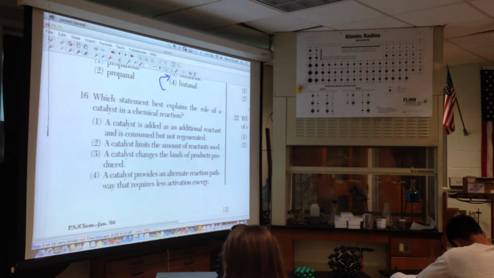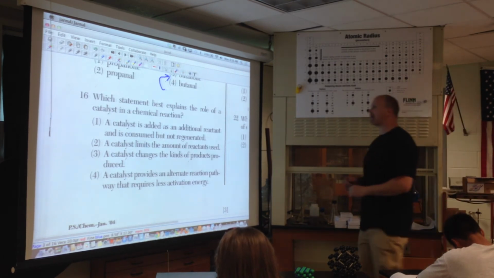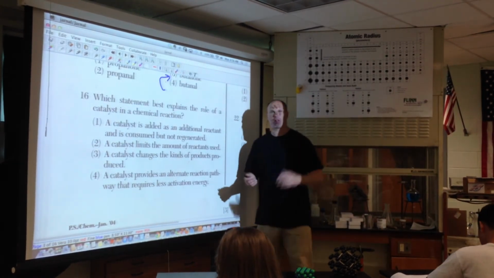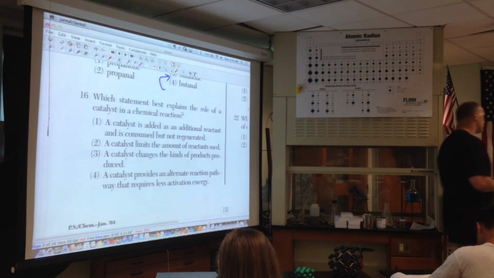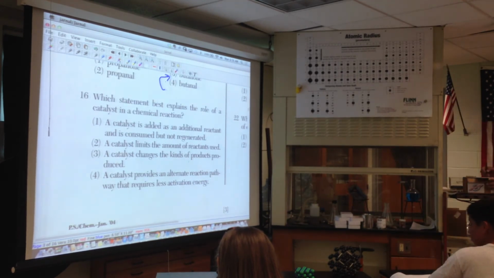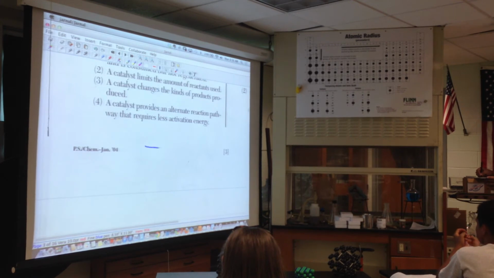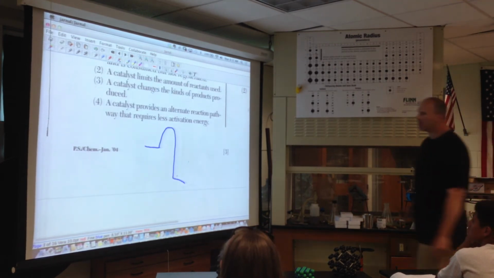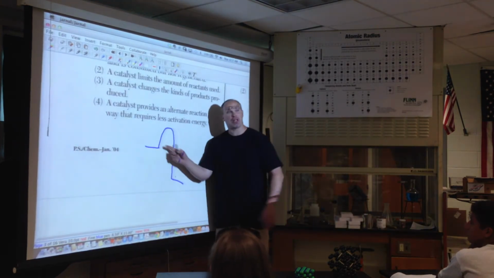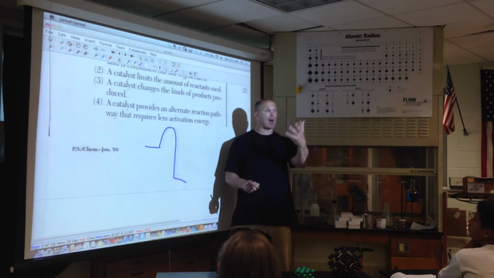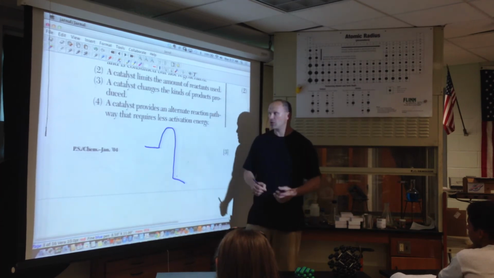Number 16, which statement best explains the role of a catalyst in a chemical reaction? Okay, when I think of a catalyst, I think of 2 explanations. It lowers my activation energy because it medicates the hump. Okay, it finds an alternative pathway. So when I think of activation energy, I think of potential energy curves. So here's one. It's an exo or an endo curve. Exo because I'm starting high, going low in energy. Anytime my energy drops, it's because I'm releasing it. Kind of like when you bond. Create a bond, your energy drops, so energy is released.